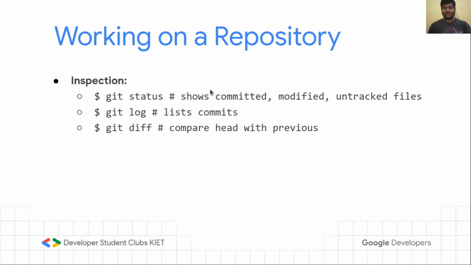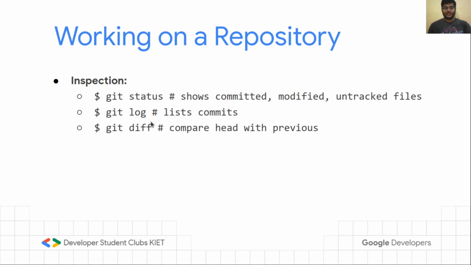Git status is used to show the current status of your repository. It will show what you have committed, what changes are untracked right now, what changes are in the staging area, and which branch you are on. So this is the role of git status.